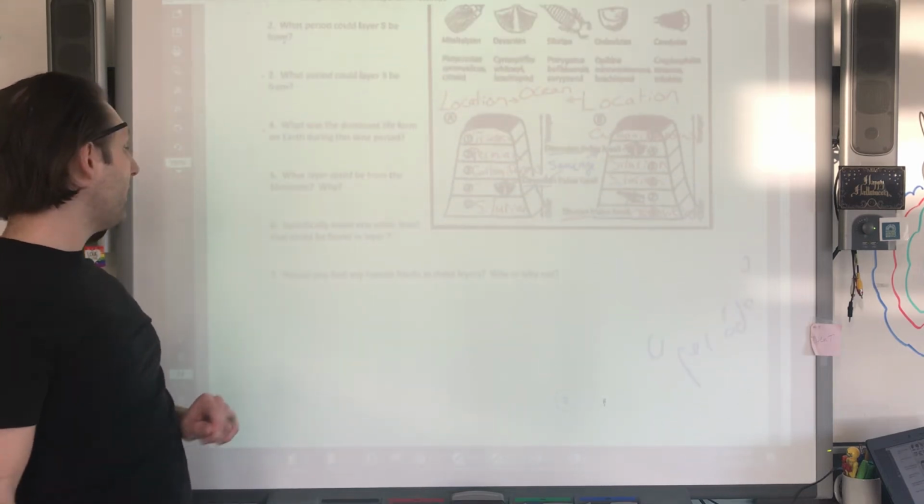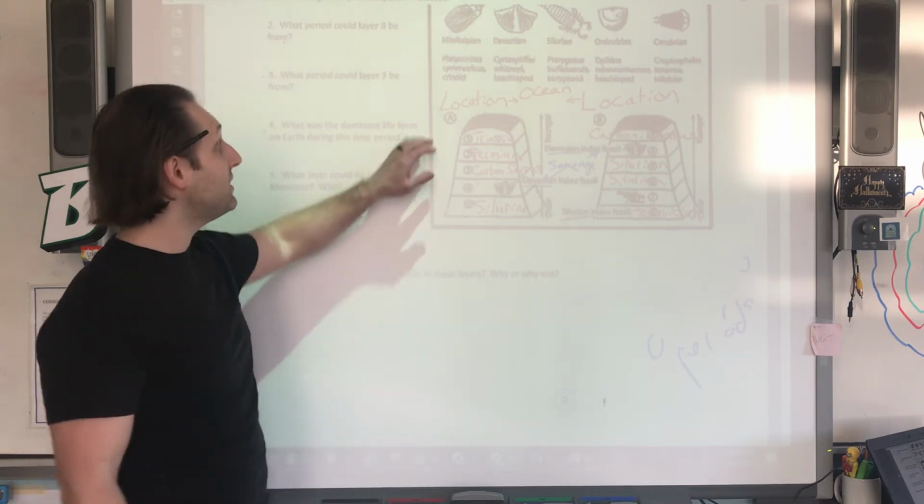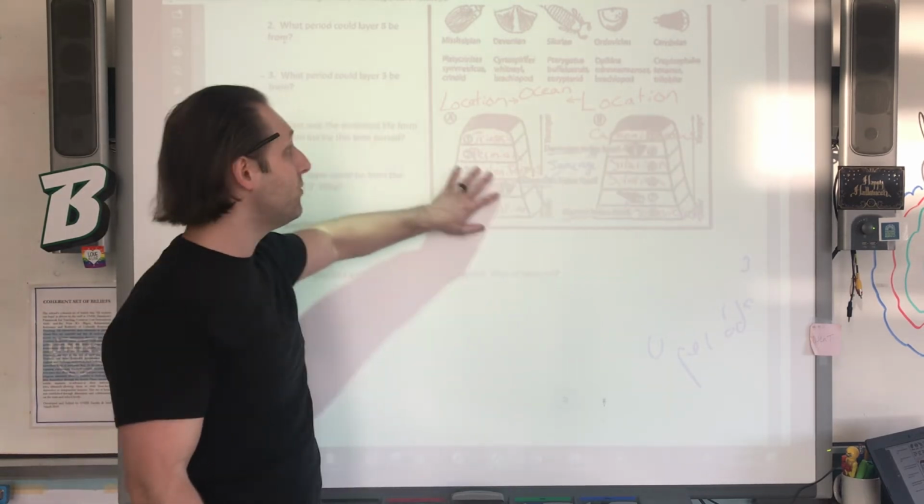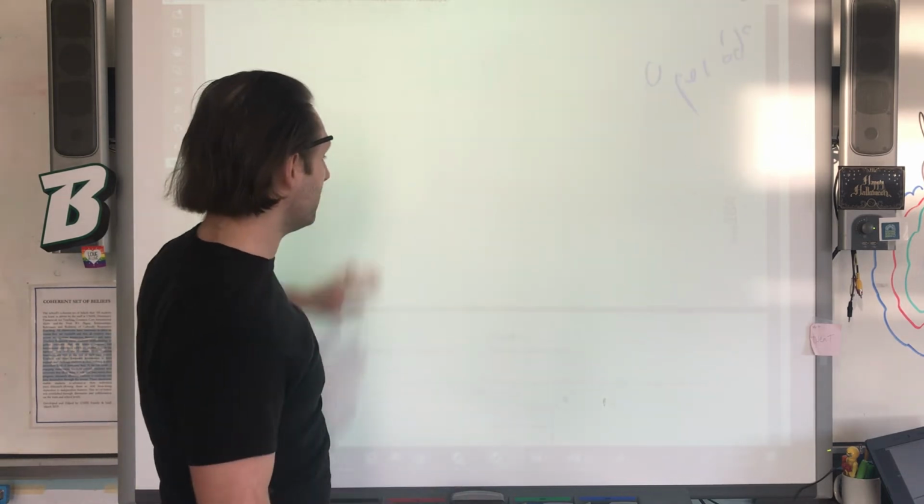Number 7, would you find any human fossils in these layers? No, because these layers are far too in the past for us to have existed. All right, let's move on.